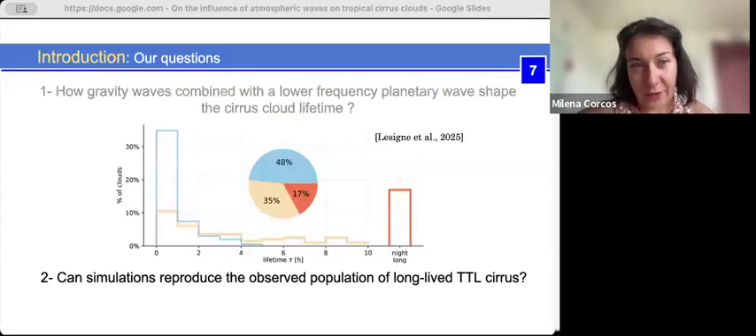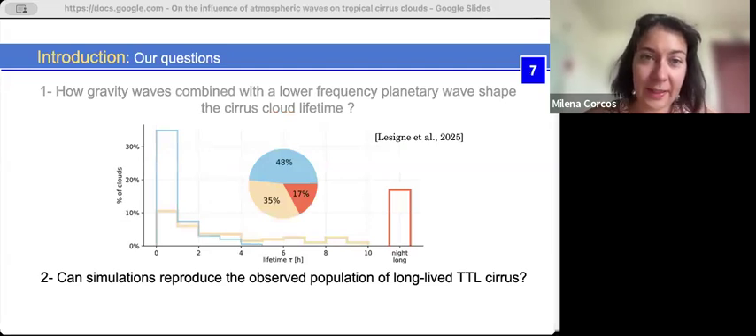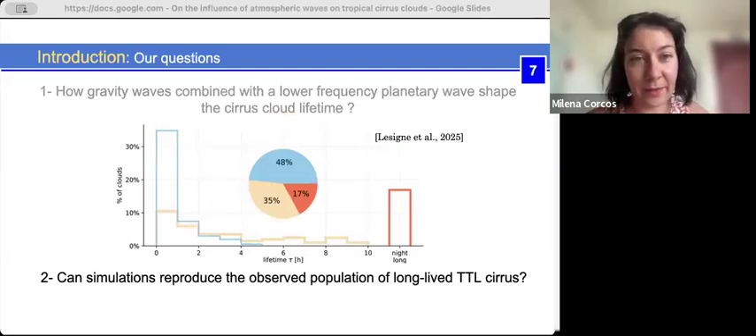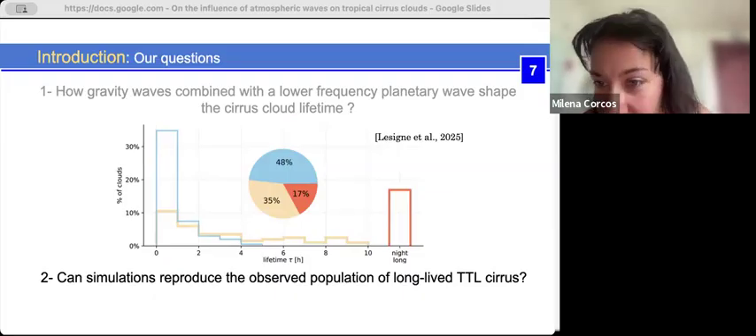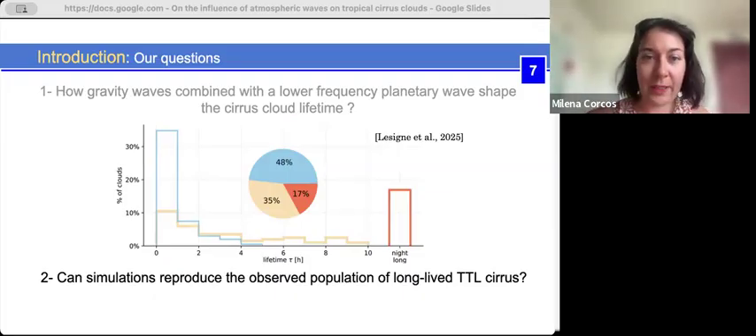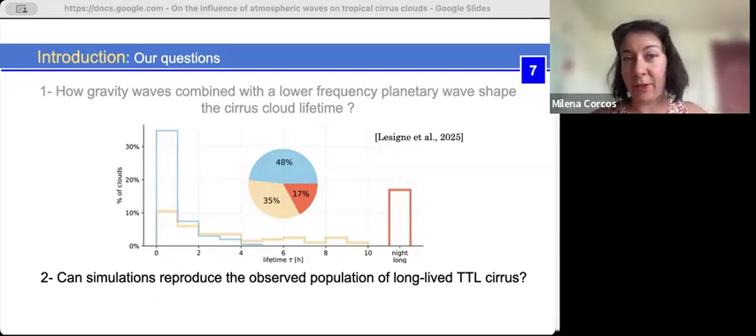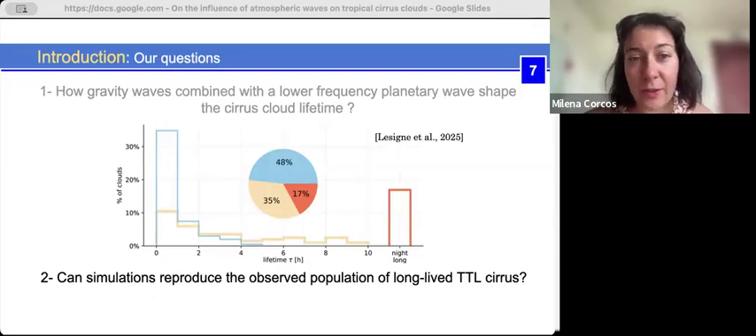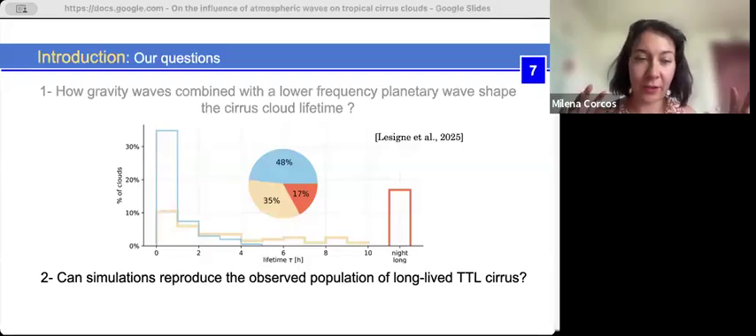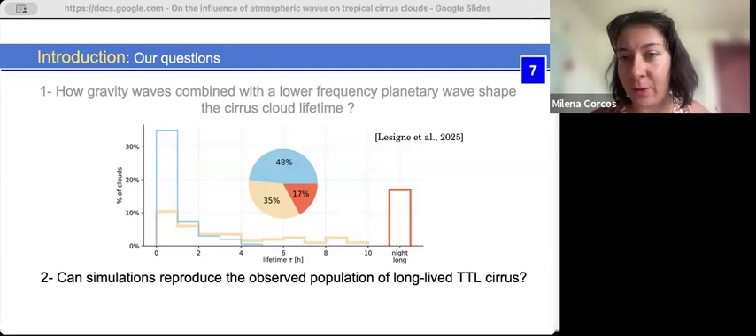Then, as I just showed, Lesine et al. recently derived the first observational estimates of thin cirrus lifetimes. And I want to highlight the small fraction of long-lived clouds. It's the red bin on this figure. Explaining these longest-lived clouds can be very intriguing because they dominate the cumulative relative impact of the cloud population. So our second question is: can our simulations, taking into account the large-scale wave and gravity waves, reproduce the observed population of long-lived TTL cirrus?